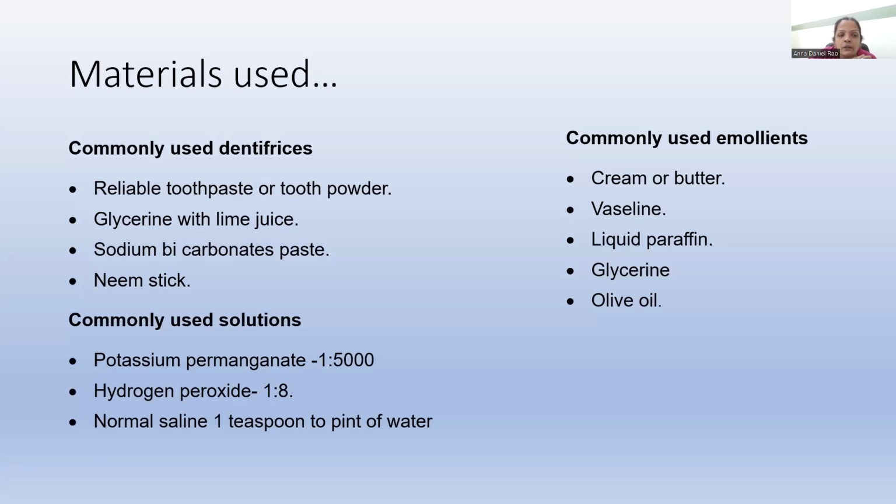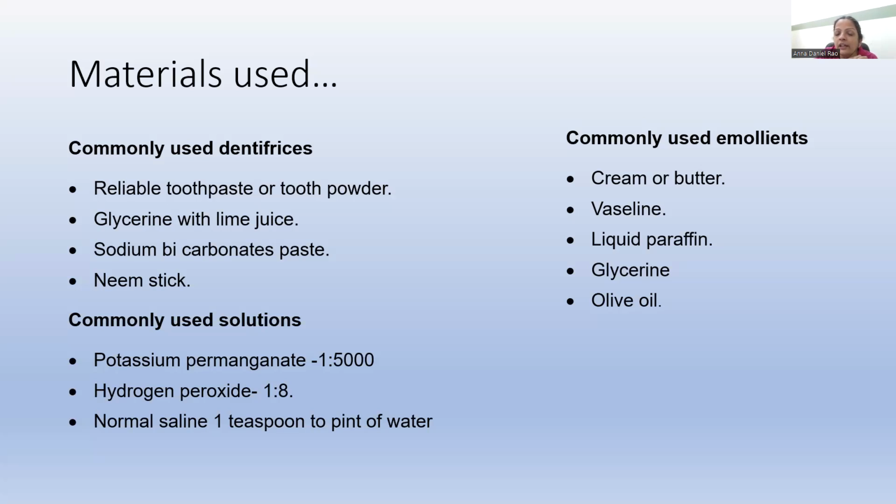Commonly used other solutions are potassium permanganate, you know the strength, hydrogen peroxide in the case of hospital patients, and of course normal saline, which can be used very easily at home also. Many times it is very beneficial to use normal saline, so that should be advised. How to make normal saline at home should also be told. So at no extra cost, the patient can manage good oral hygiene.